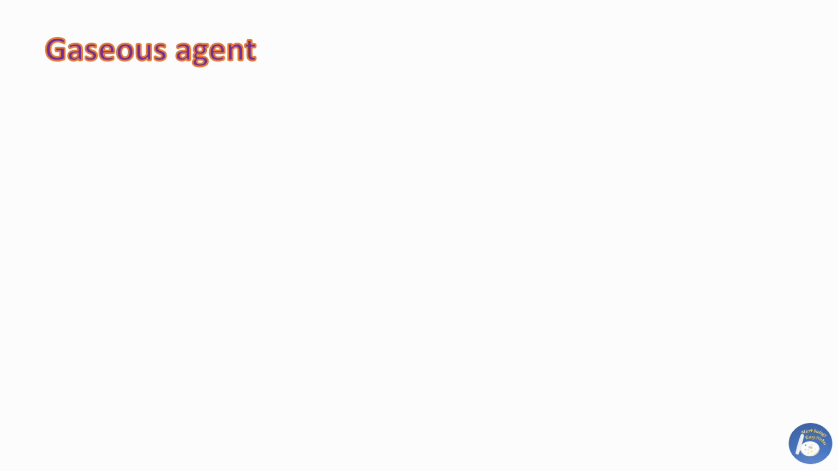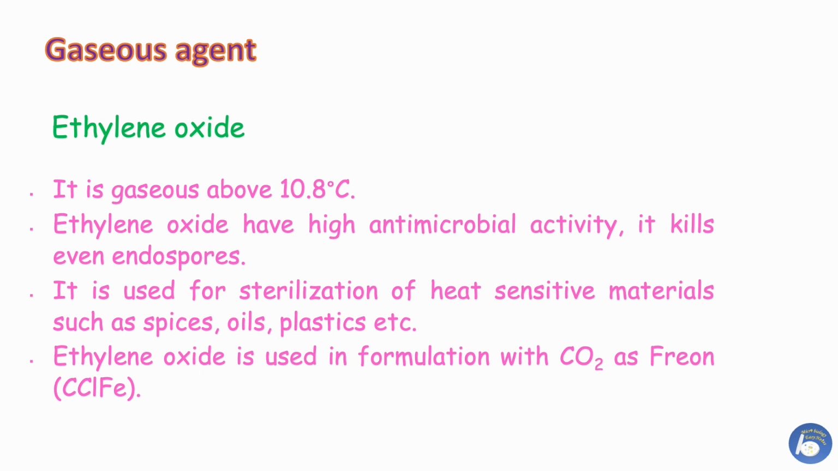There are gases which can also act as chemical antimicrobial agents. One of the gases is ethylene oxide. It is gaseous above 10.8 degrees Celsius. Ethylene oxide has high antimicrobial activity. It kills even endospores. It is used for sterilization of heat-sensitive materials such as spices, oils, plastics, etc. Ethylene oxide is used in formulation with carbon dioxide as freon.